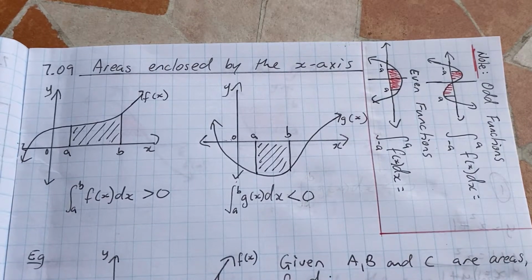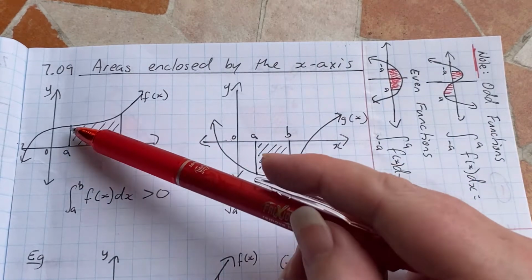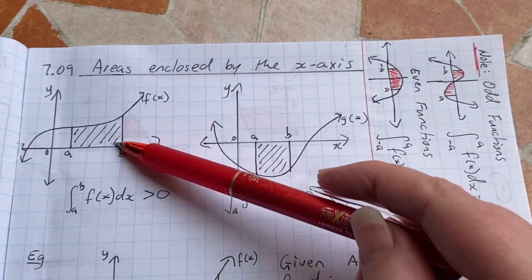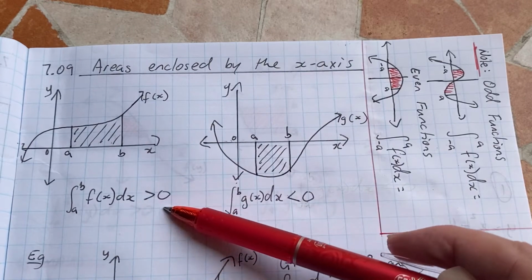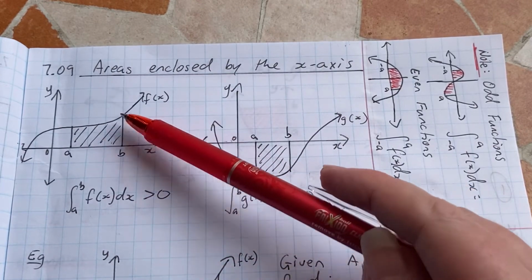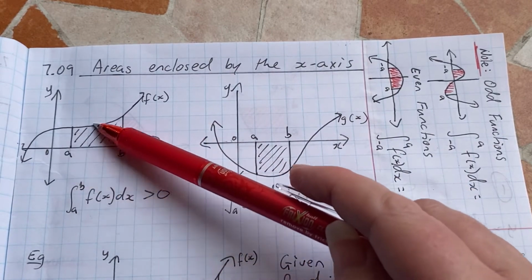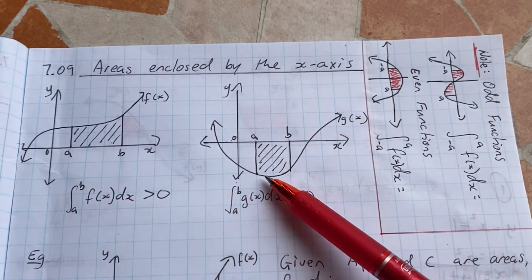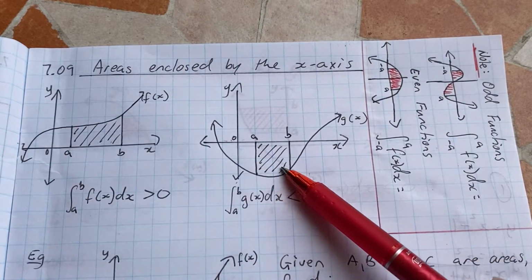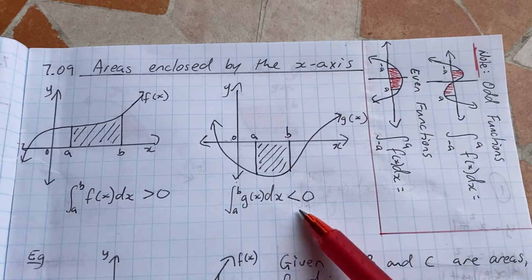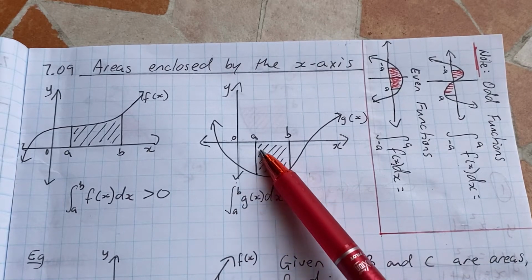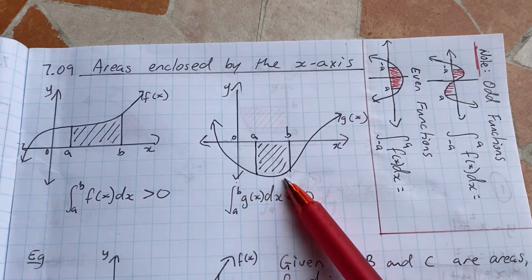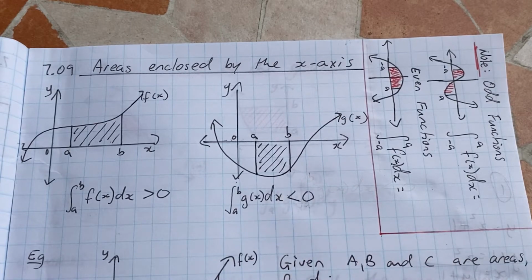Exercise 709 is about areas enclosed by the x-axis. So what we see here, these areas above the x-axis, they're always going to give us positive values. And you could try that by doing some integrals. If you find the integral there, you get a positive answer. If you find an integral that goes below the x-axis, you get a negative answer. So if we were asked to find this area, you would need to find the absolute value of that integral.